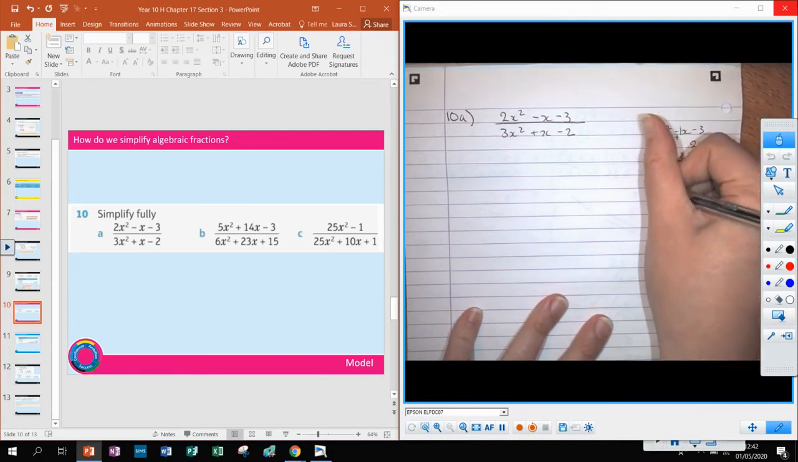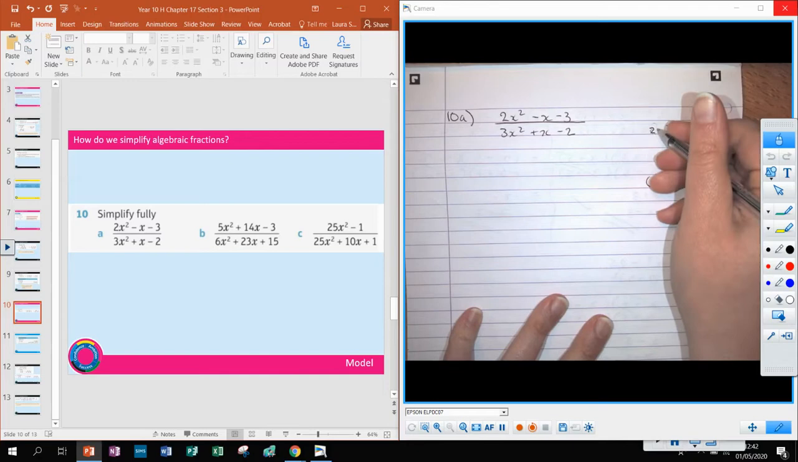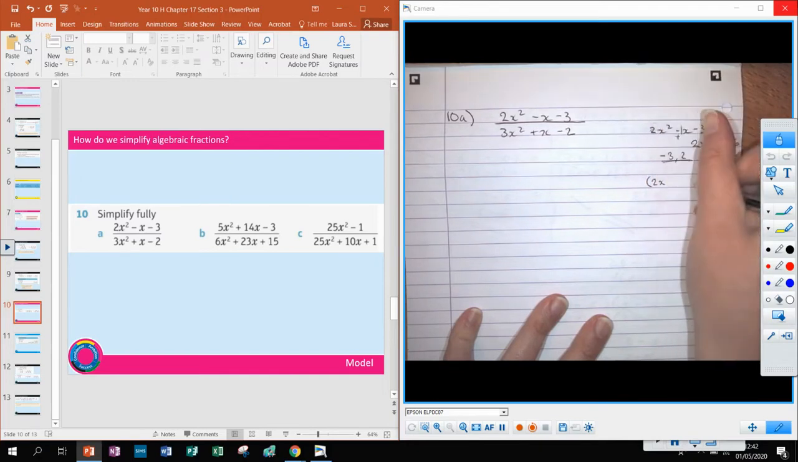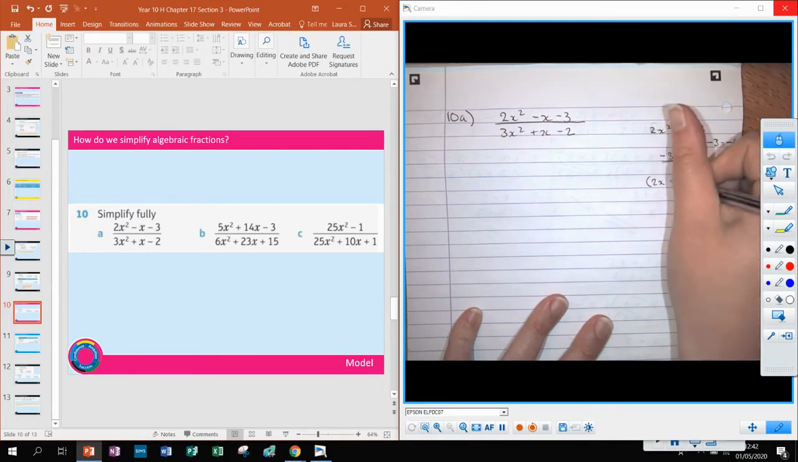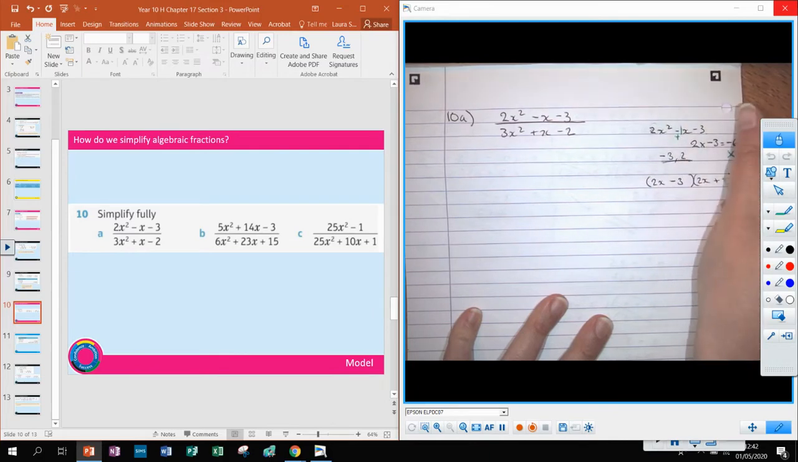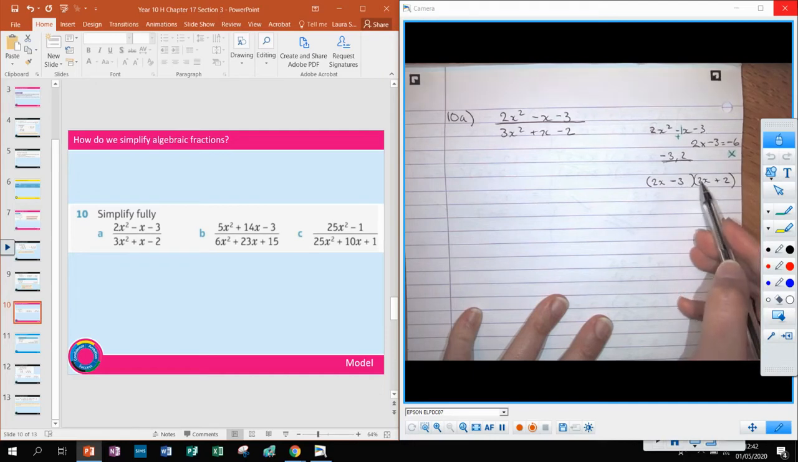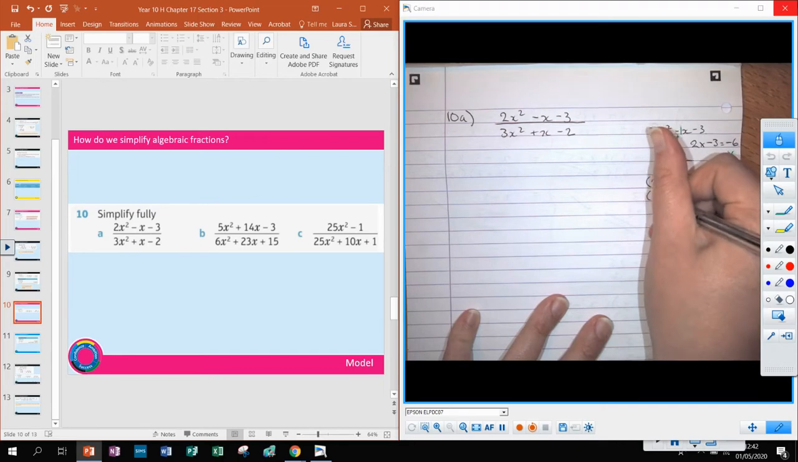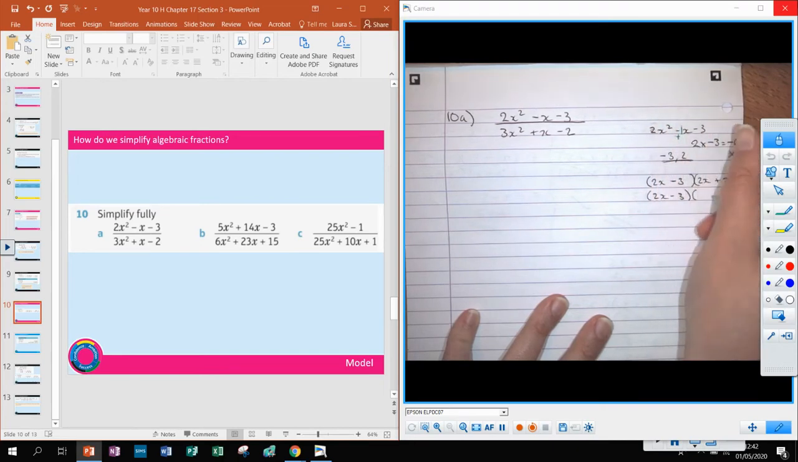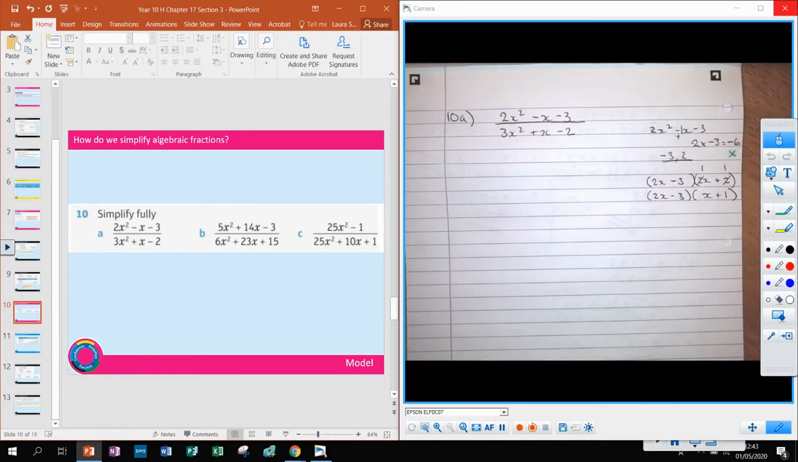I can now create my brackets. This started with a 2, so in my brackets I'm going to have 2x in both of those brackets. Then I'm going to put my minus 3 and my plus 2. You'll notice you can't cancel this down, but this you can. 2 and 2 both divide by 2. So what we end up with is 2x minus 3 and then times x plus 1. What I've done is I've canceled those down into 1s. And that is our method to get our factorized brackets.